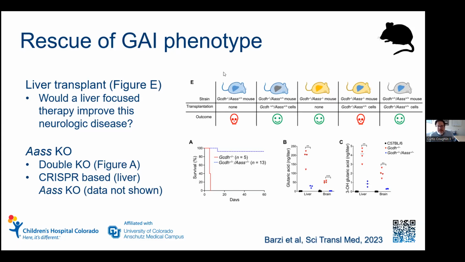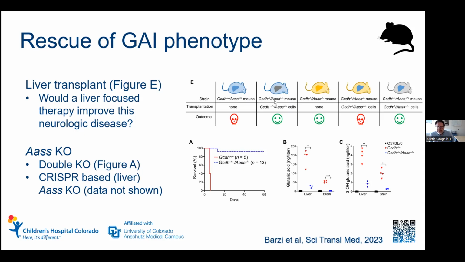And then more interestingly, in that paper, they took a couple of approaches to knocking out AASS. They did the same thing as Dr. Houten's group did, where they made a double knockout mouse, which is the figure on the bottom, and you can see that it rescued survival of the mouse. The GA1 mouse here in figure A is the red, and the blue is the double knockout. So the AASS knockout rescued survival, as well as the biochemistry, again, the blue being that double knockout.